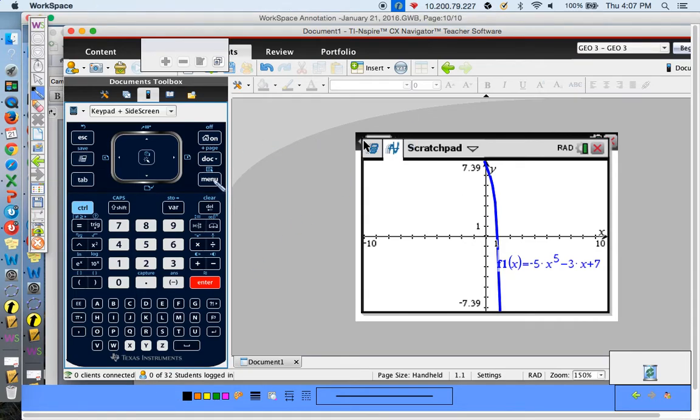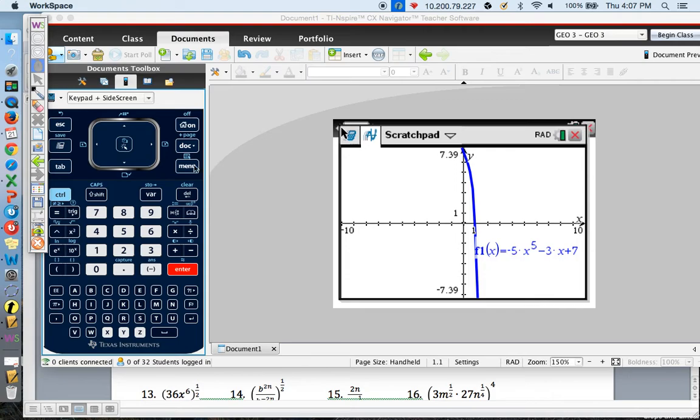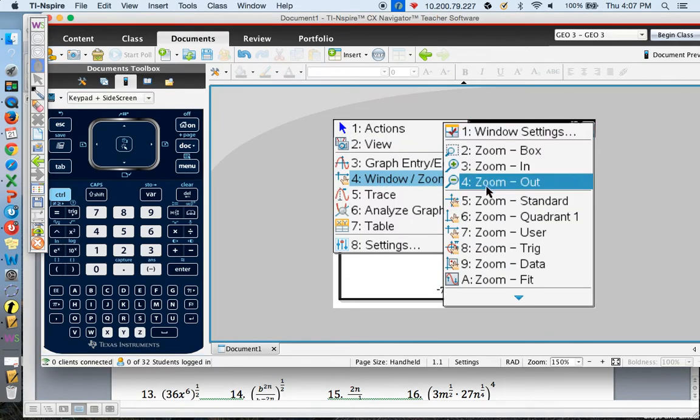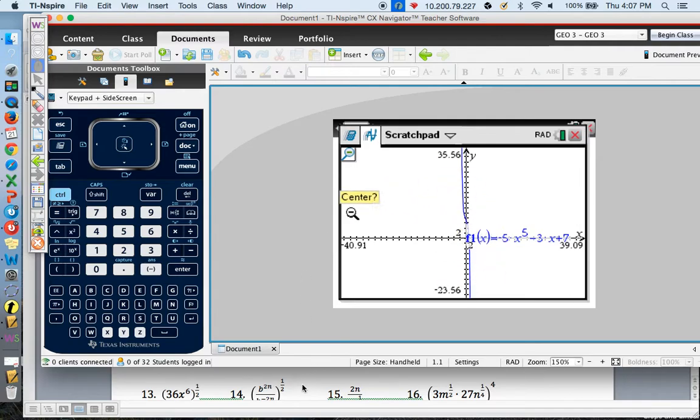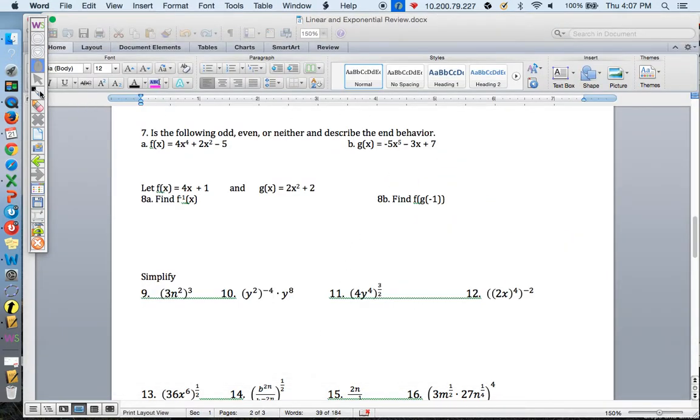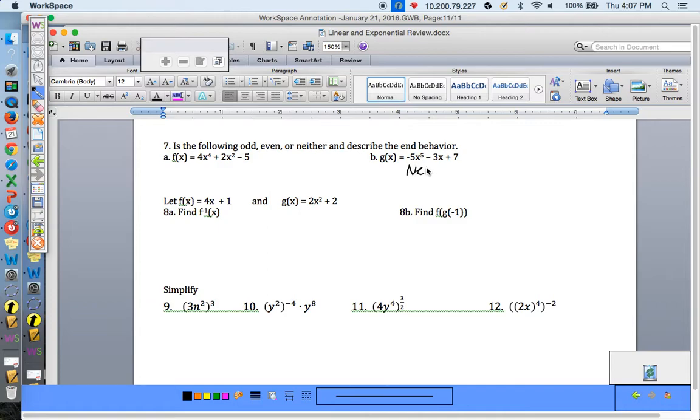I'm going to zoom out once and just see what this looks like. Menu, zoom out. Yeah, because it looks like if you rotated it, it wouldn't be the same. So we have neither. And then our template, as x goes to infinity, what does y go to? As x goes to negative infinity, gets smaller, what does y go to? Well, when it was positive, it was going down. When x was negative, it was going up.